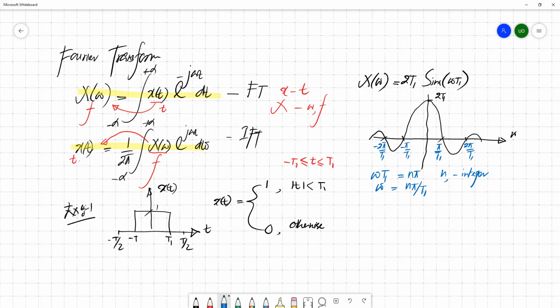So here we have time domain, and here we have frequency. This is a time domain quantity, and this becomes a frequency domain quantity. So this is the Fourier transform of x(t).